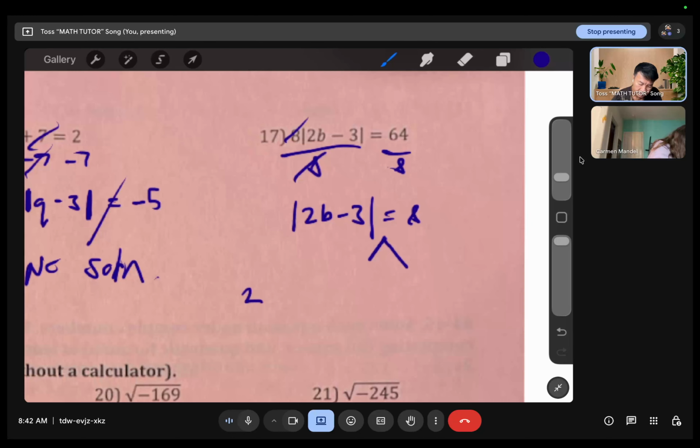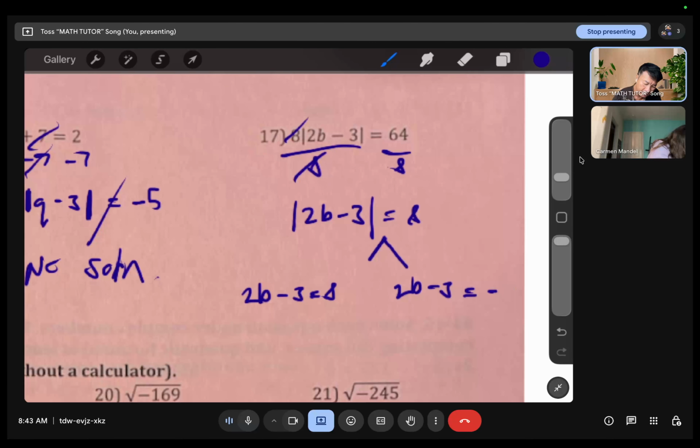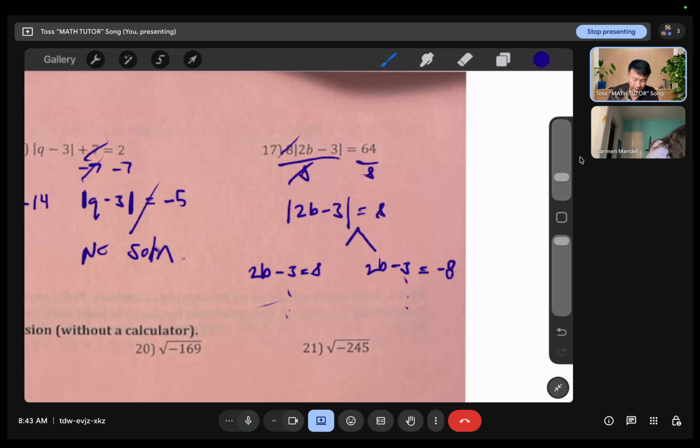Then you split them out into two equations. Here it is. Equals 8, and the other one equals negative 8. And then you solve, and you accept all the answers that you've got, whether they're negative or positive, it doesn't matter. So you work your way and you get your two B's coming out of it. Whatever you get here, you get there, you accept.